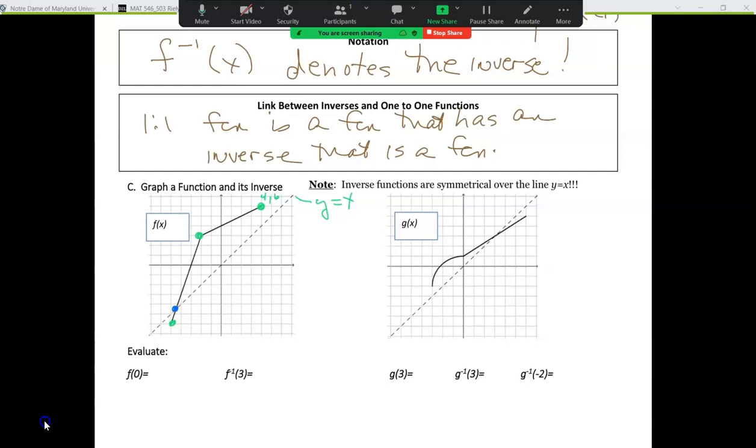1, 2, 3, 4, 5, 6. 1, 2, 3, 4. Okay, there it is. That's the point 6, comma 4. That's the inverse of 4, comma 6. Go to the next one. This is going to be negative 2, comma 1, 2, 3. So therefore 3, comma negative 2 is going to be my inverse point.